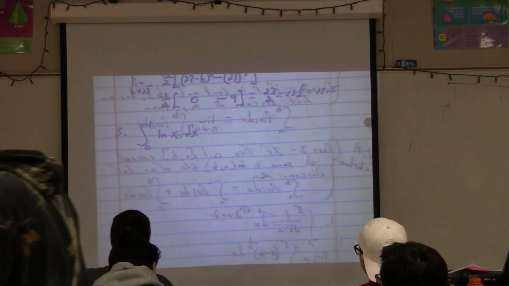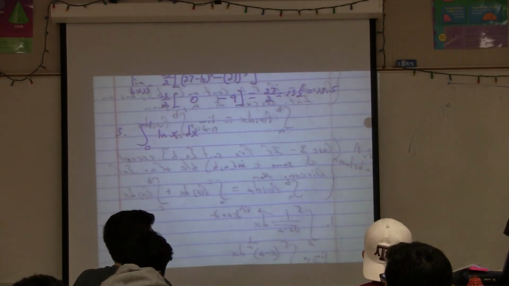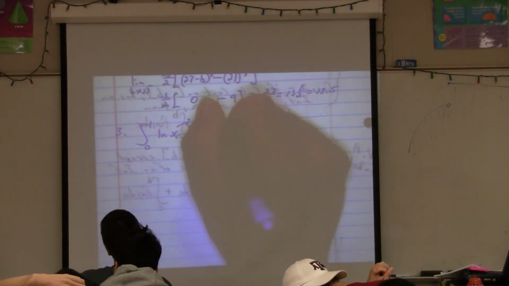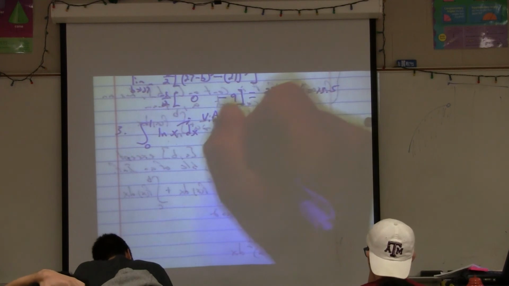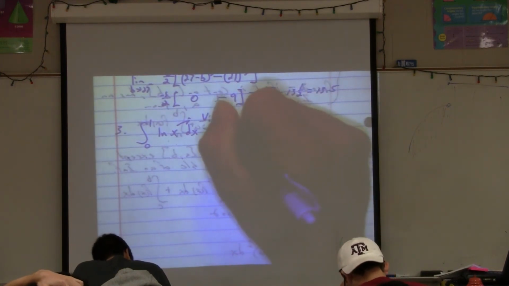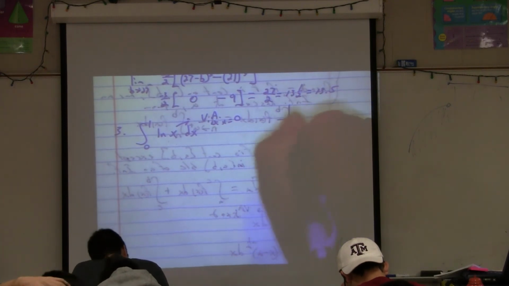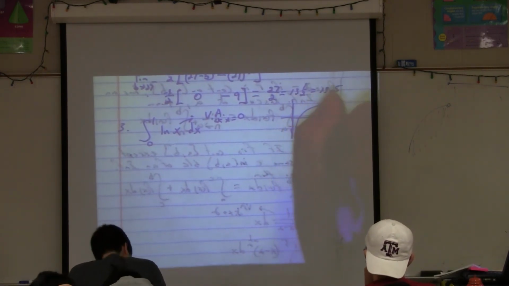ln of 1 equals 0, that's not a problem. And then ln of 0, right, is undefined. So this guy has a what? An infinite discontinuity, aka a vertical asymptote at x equals 0, right? If we imagine his graph, he has a vertical asymptote at 0, he gets really close to it but never touches it, right?